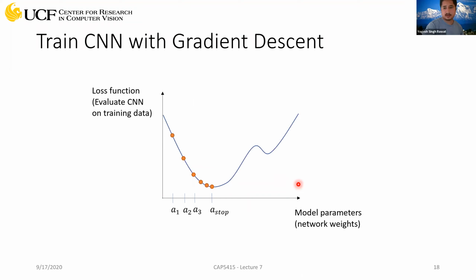All right, so I think we already covered this. For your training data, you will evaluate how well your network is doing. You might end up at this point. Then you will try to move that prediction, or that network, towards your right, and that will be your stopping point.